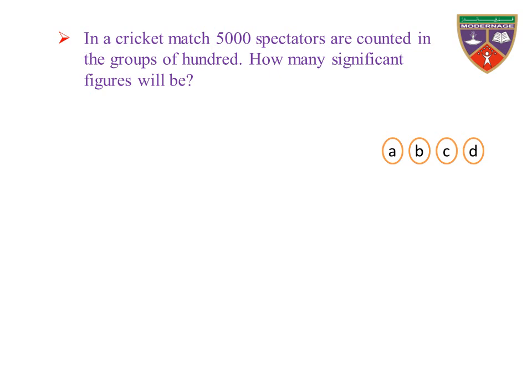In a cricket match, 5,000 spectators are counted in the groups of 100. How many significant figures will be? Options: A 1, B 2, C 3, D 4. The key is 2. The option B is correct.